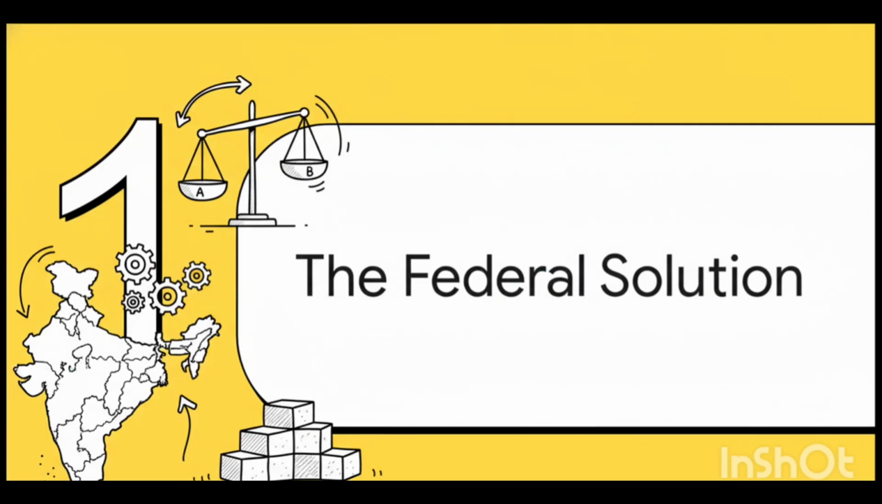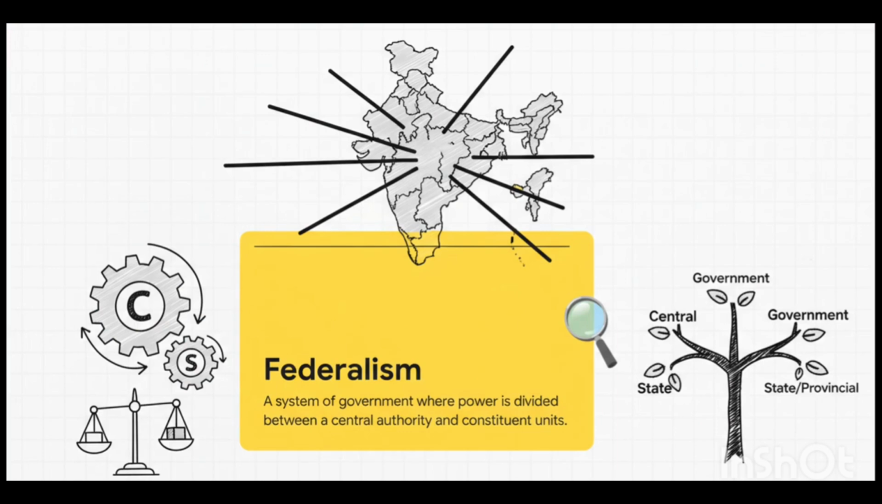Okay, so that's the word federalism. But what does this federal solution actually mean? Let's break down what it is right from the basics. At its core, federalism is all about dividing power. So instead of having just one government at the top calling all the shots, that authority is shared. It's split between a central government for the whole country and then various state or regional governments.